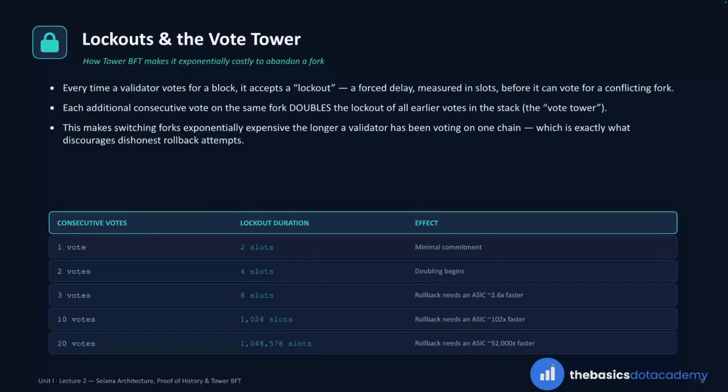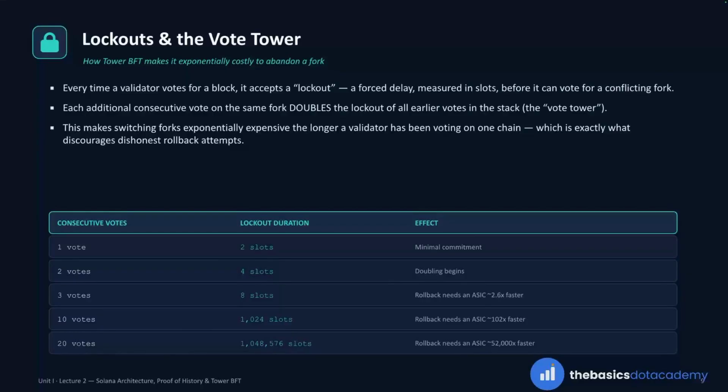At the top, we said Tower BFT is optimized to exploit proof of history. How is that? To understand that, first we must understand the lockouts and the vote tower. What is a lockout and what is the vote tower? Every time a validator votes for a block, it accepts a lockout. What is a lockout? It is a forced delay, measured in slots, before it can vote for a conflicting fork. Imagine there are 2 ongoing forks.